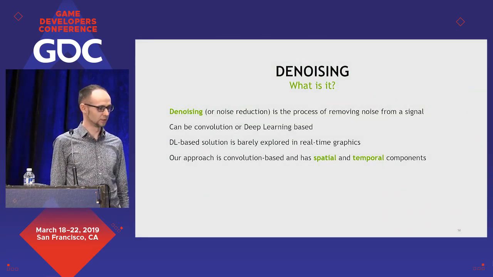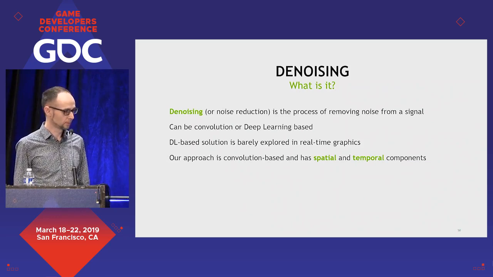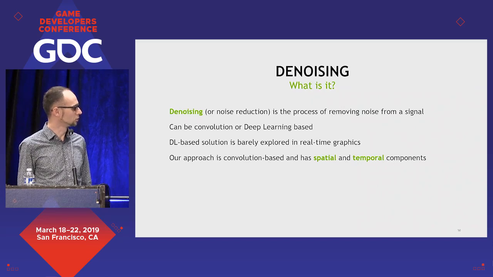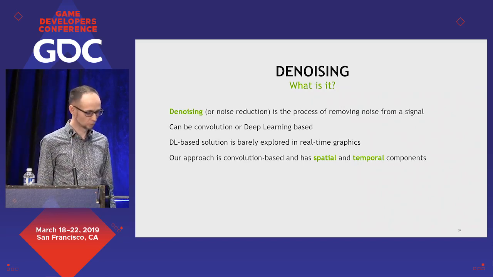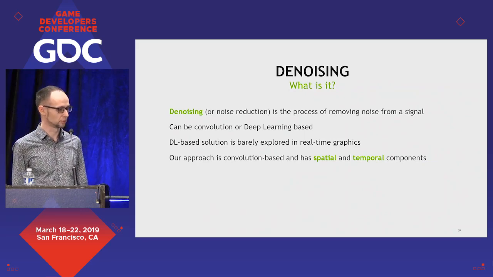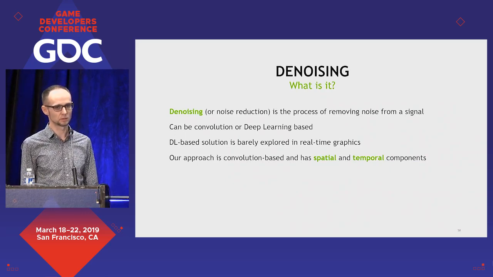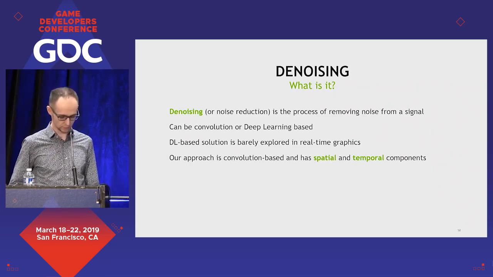Denoising, what is it? Denoising is a process of removing noise from a signal, or at least we want to lower it, and it can be convolution or deep learning based. Our approach is convolution based and has spatial and temporal components, and it's worth noting that a deep learning based solution sounds very interesting, but it's barely explored in real-time graphics, so we decided to dedicate Turing Tensor cores to DLSS.